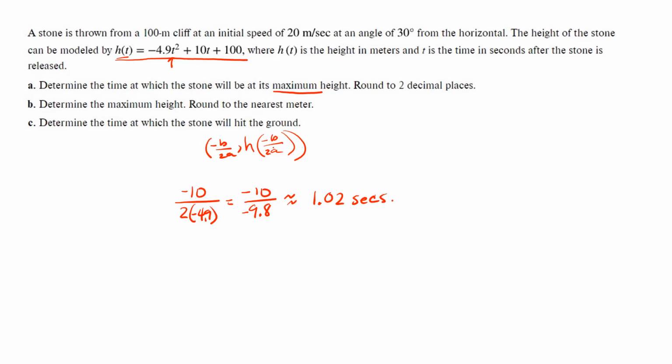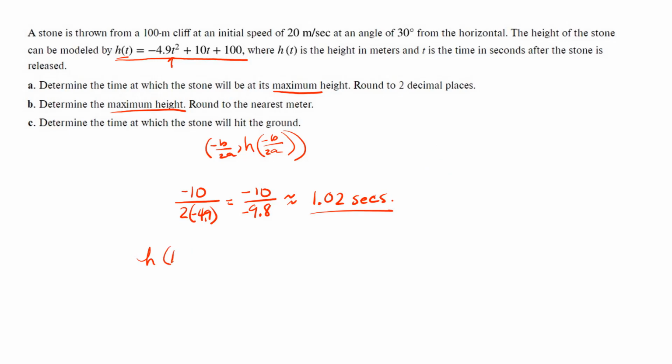And then h of negative b over 2a is going to be the maximum height because the function itself is the height of the stone. t is the time that it will get to that height. So we're going to take the 1.02 seconds and put it into the function h of t.